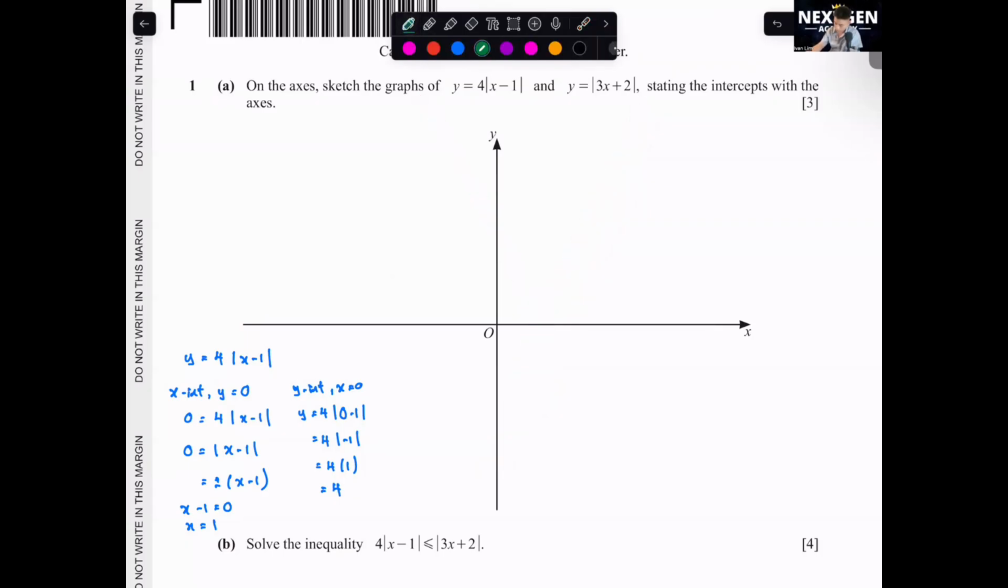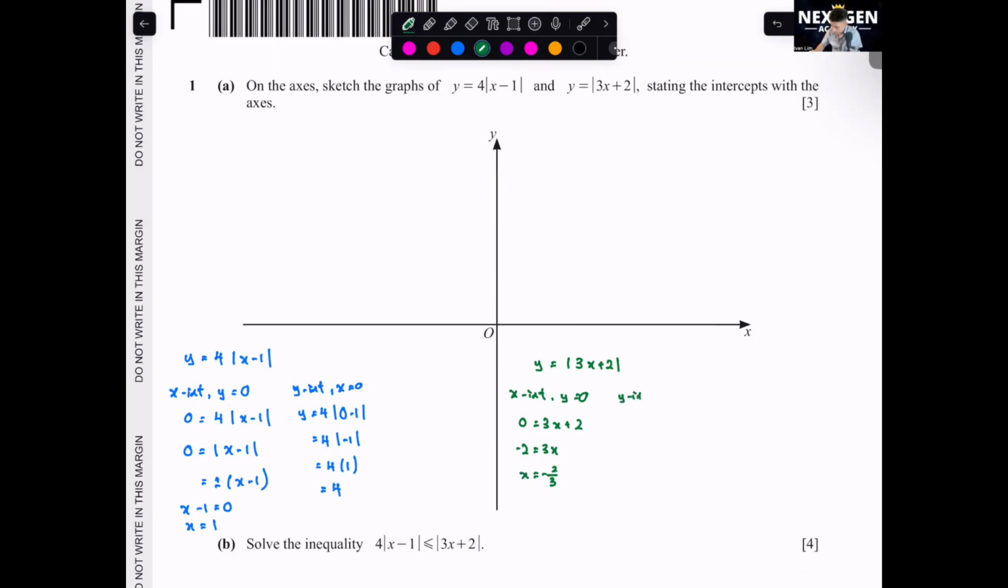The second one, y equals modulus 3x plus 2. This one is the same thing also. How do we calculate this? We need to find our x-intercept and our y-intercept. What is the x-intercept? For the x-intercept, y equals 0. So 0 equals 3x plus 2. Actually we don't have to put the plus minus because we'll be with 0 anyway. So here will be negative 2 equals 3x, x equals negative 2 over 3.